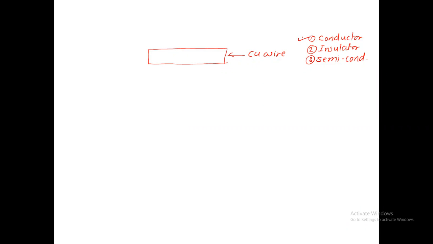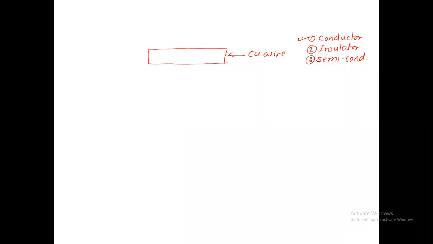Agree? Now, what is required here to understand this concept, my point is that a conductor material consists of a large number of free electrons so that a current can easily flow through the conductor. Agree? An insulator does not consist of free electrons so that it will not conduct any current at all. Agree? For example, paper, rubber, wood, plastic.